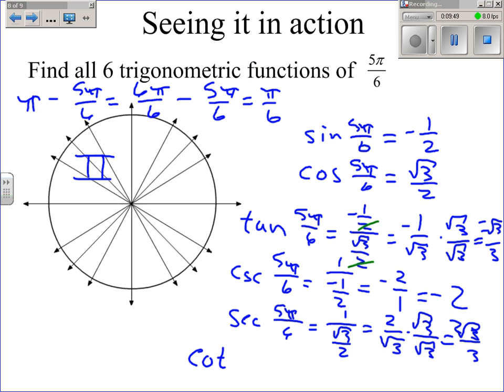Finally, cotangent is cosine over sine, or root 3 over 2 over 1/2. This time, after reducing, we simply get square root 3. And there are all 6 trigonometric functions for 5 pi over 6.